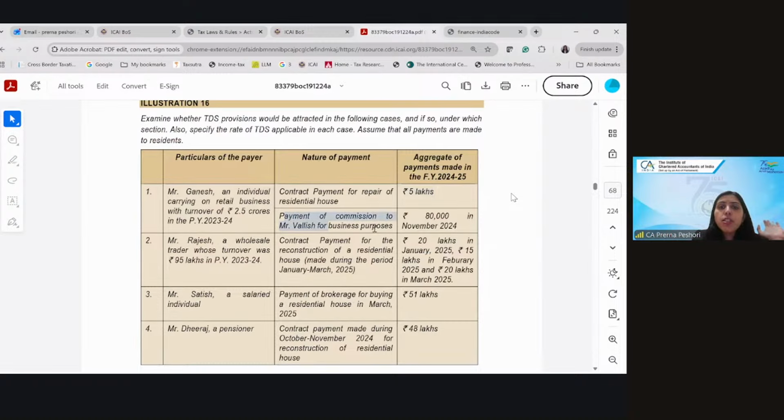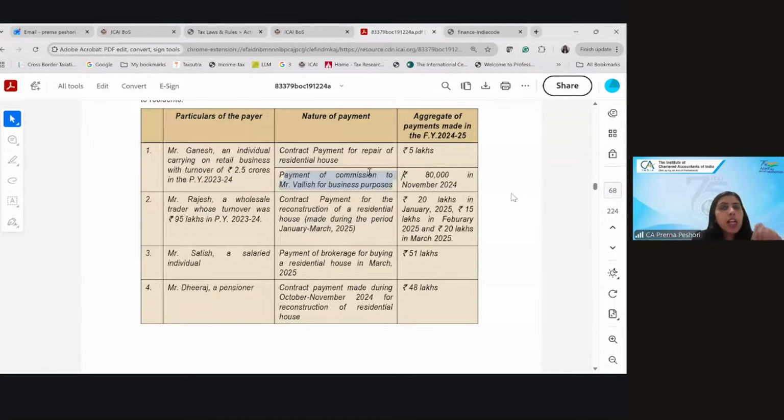Payment for commission to Mr. Walish for business purposes, 80,000 in November 2024. Business purpose commission, 194H. See, under 194H, there is no distinction between personal and business purpose. Even if it was for personal purposes, 194H does not have any exclusion of that sort. Only 194C and J have it. Yes or no? Yes, ma'am.